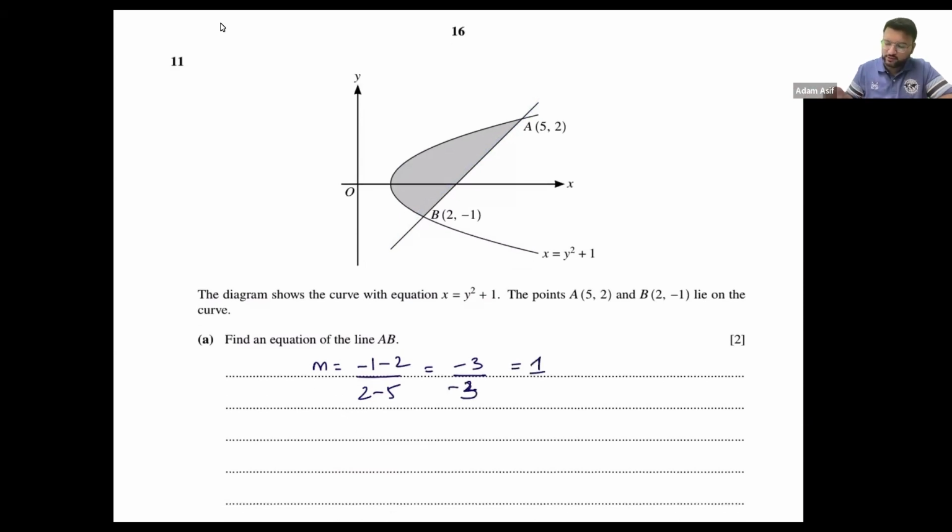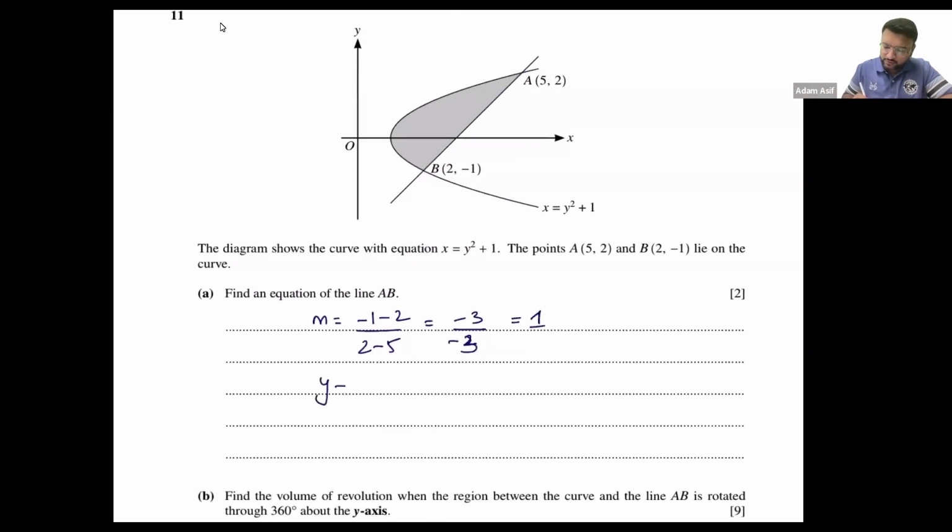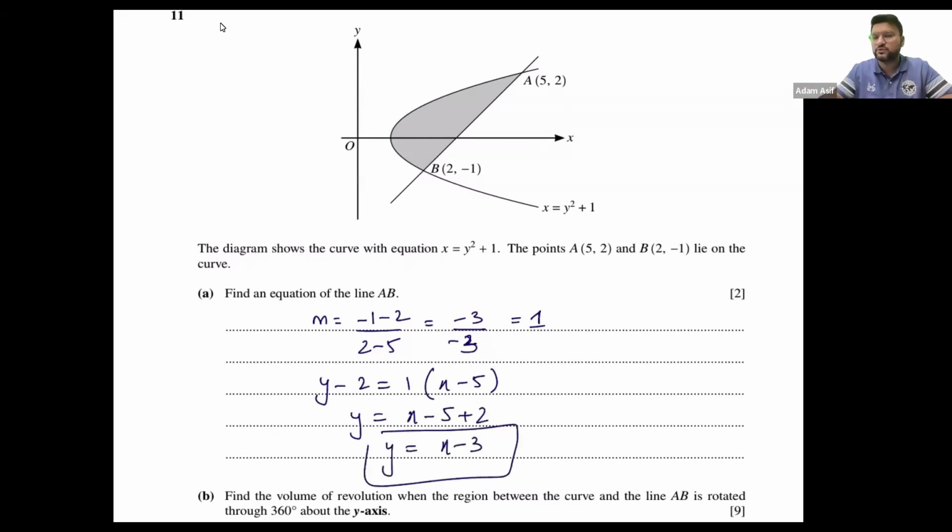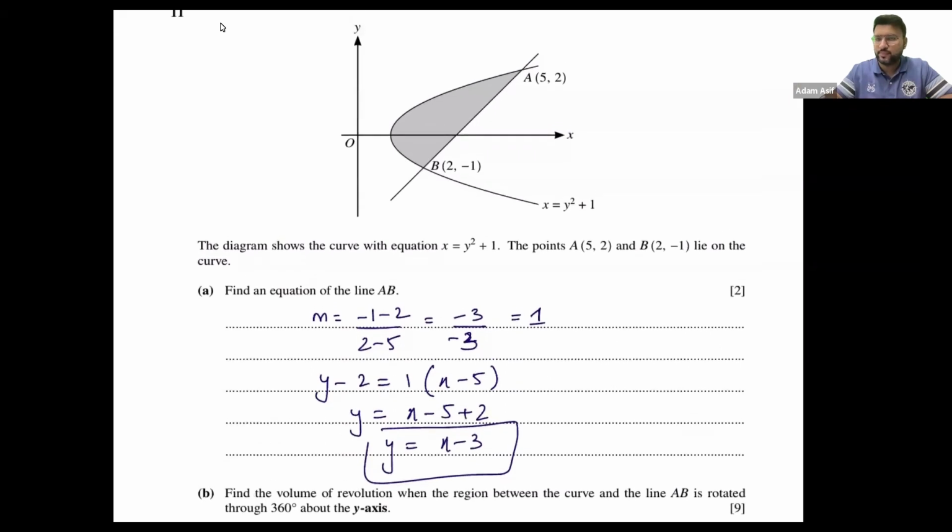Gradient comes out to be 1. Okay, y minus y1 equals m times x minus x1. So y equals x minus 5 plus 2, y equals x minus 3. That's the equation of the line AB. You can use y equals mx plus c as well. ठीक है?